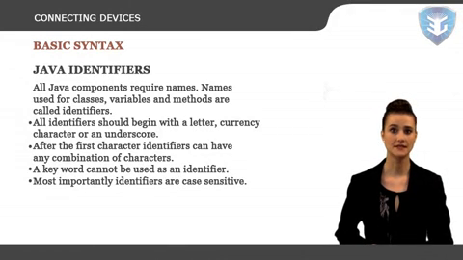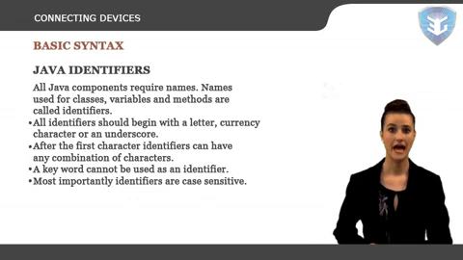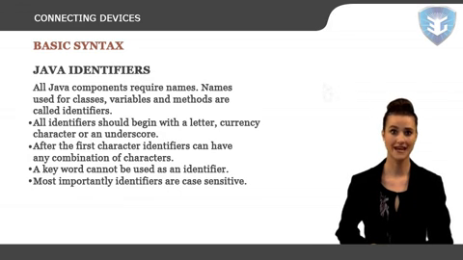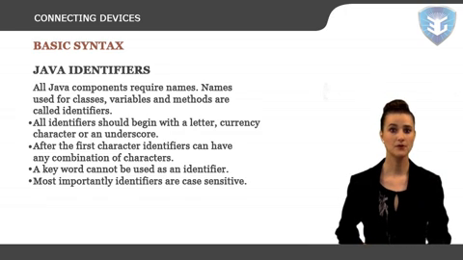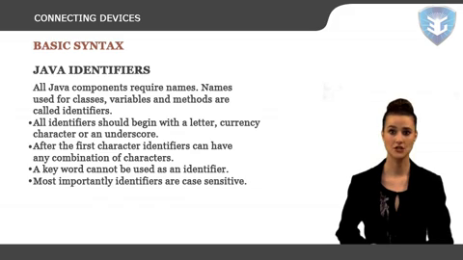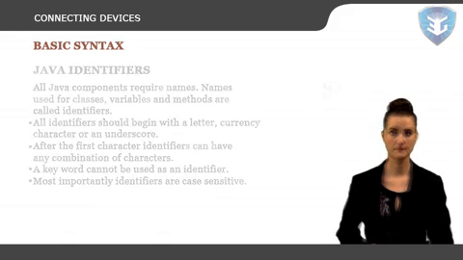Java identifiers. All Java components require names. Names used for classes, variables, and methods are called identifiers. In Java, there are several points to remember about identifiers. They are: all identifiers should begin with a letter, a currency character, or an underscore. After the first character, identifiers can have any combination of characters. A keyword cannot be used as an identifier. Most importantly, identifiers are case sensitive. Examples of legal identifiers: age, salary, value.